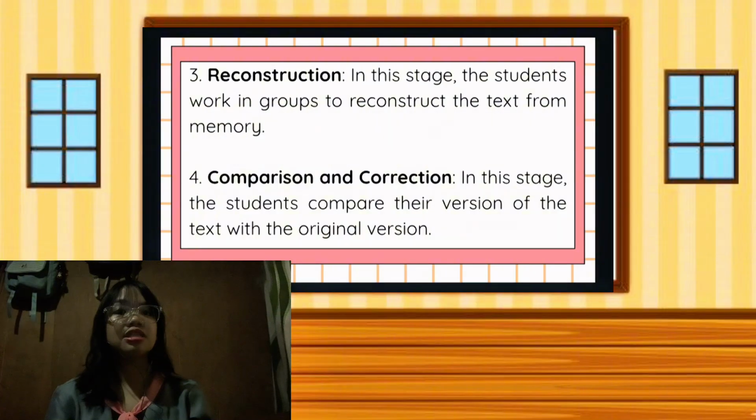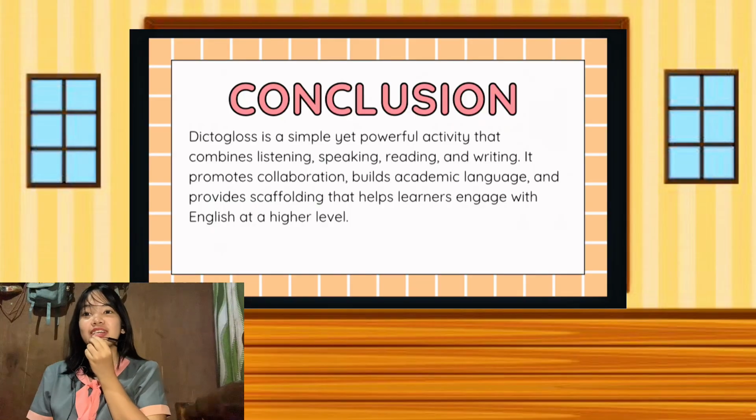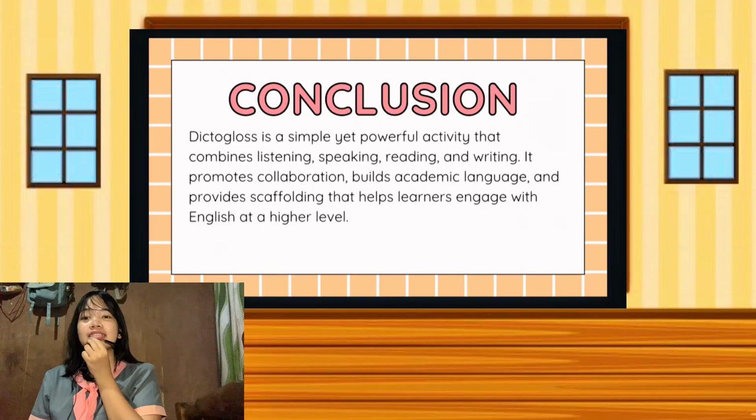Reconstruction. In this stage, the students work in groups to reconstruct the text from memory. And the last one is comparison and correction. In this stage, the students compare their version of the text with the original version. In conclusion, Dictogloss is a simple yet powerful activity that combines listening, speaking, reading, and writing. It promotes collaboration, builds academic language, and provides scaffolding that helps learners engage with English at a higher level.